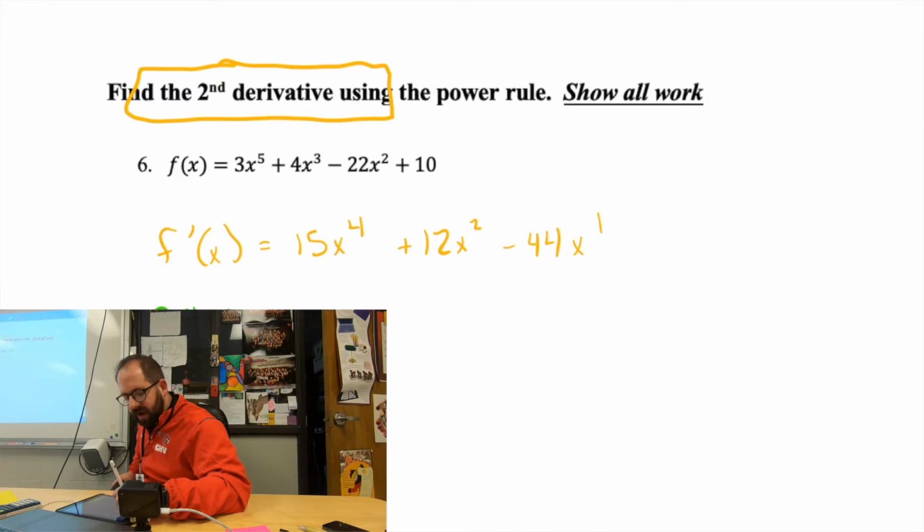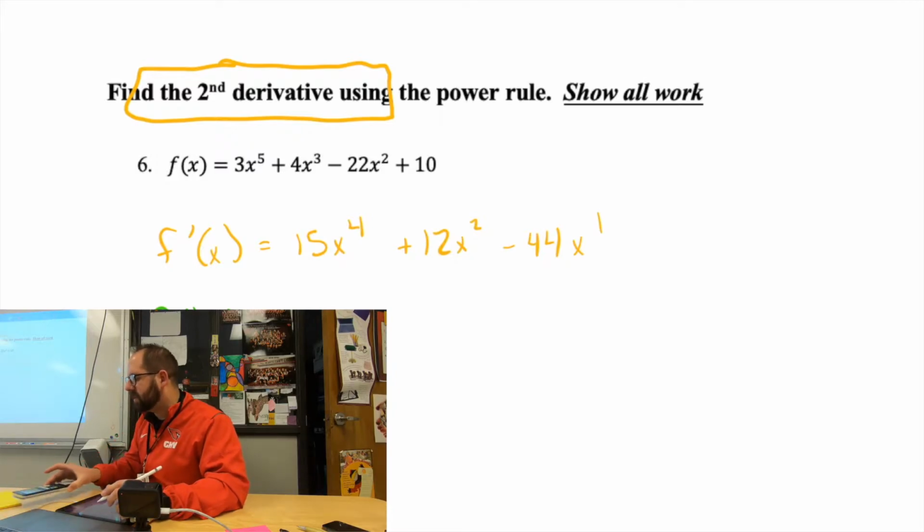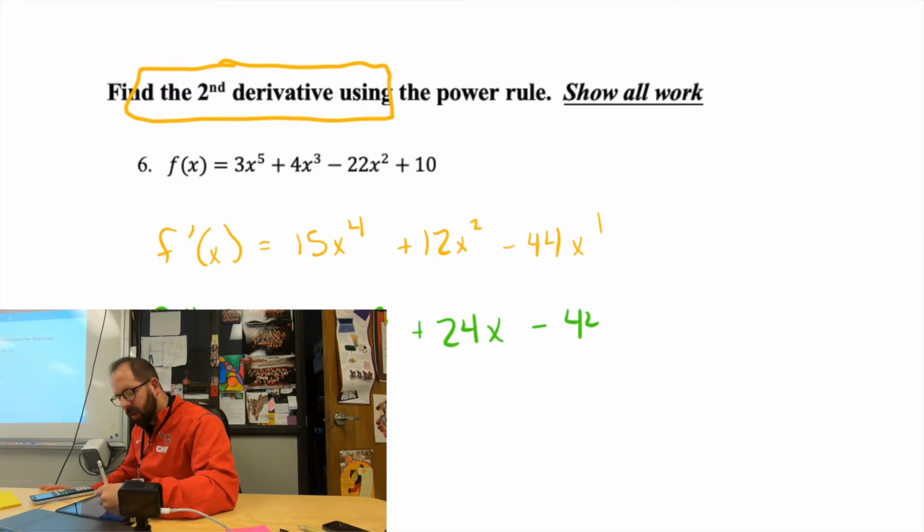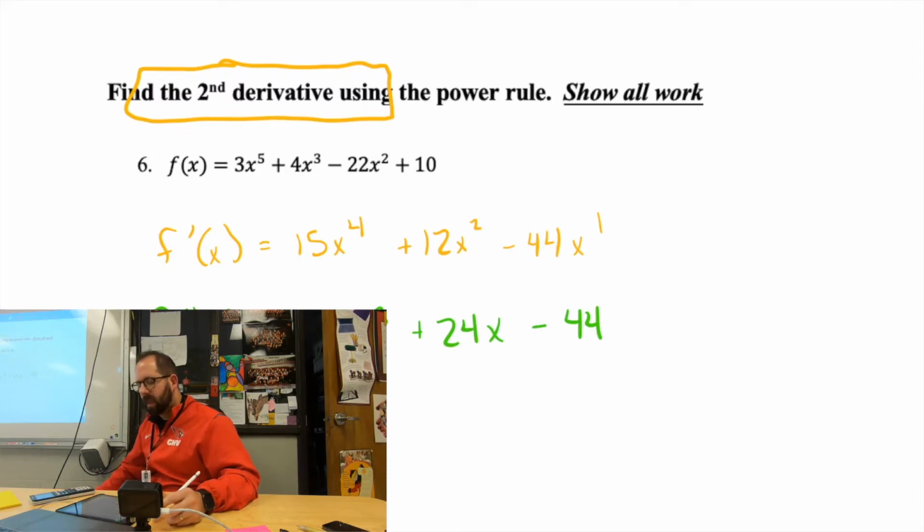Because we're finding the second derivative by the power rule, we drop the power up front and multiply it. 4 times 15 is 60. So 60x to the third, plus 24x, and minus 44, because we dropped the 1 out front and you subtract the power off. That's the second derivative.